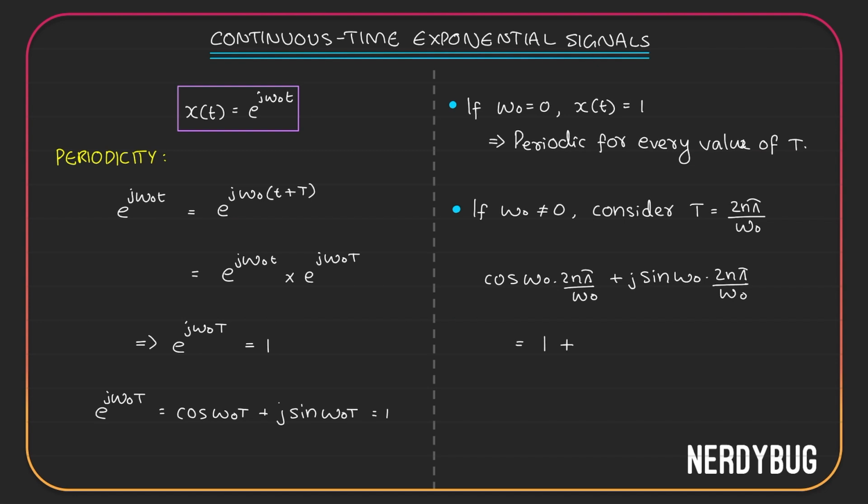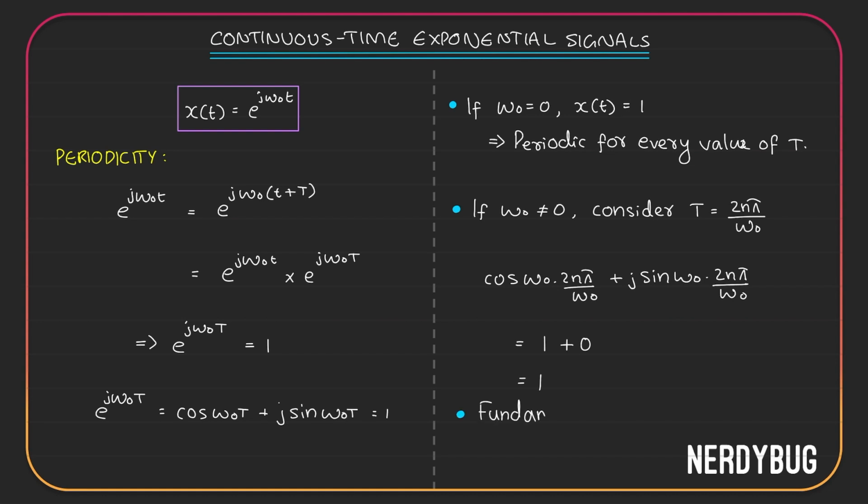Cos of an even multiple of pi is always 1. On the other hand, sine of an even multiple of pi is always 0. So this is 1 plus 0, which is 1. So technically what we just proved is that cos omega naught t plus j sin omega naught t is 1 if the time period is a multiple of 2 pi by omega naught. To get the fundamental period, we can take n equals 1.